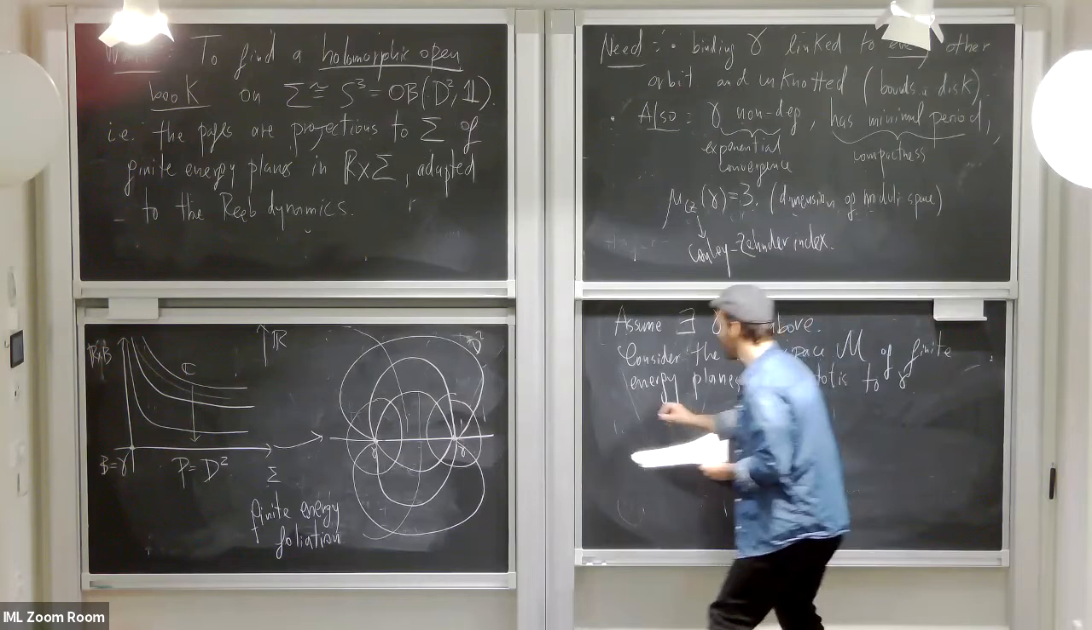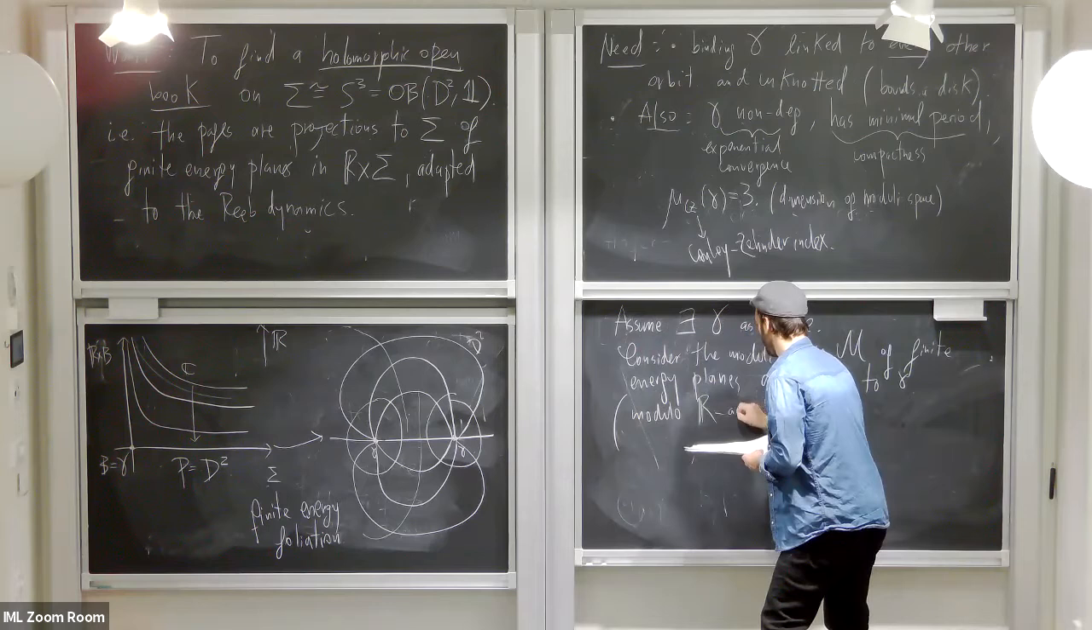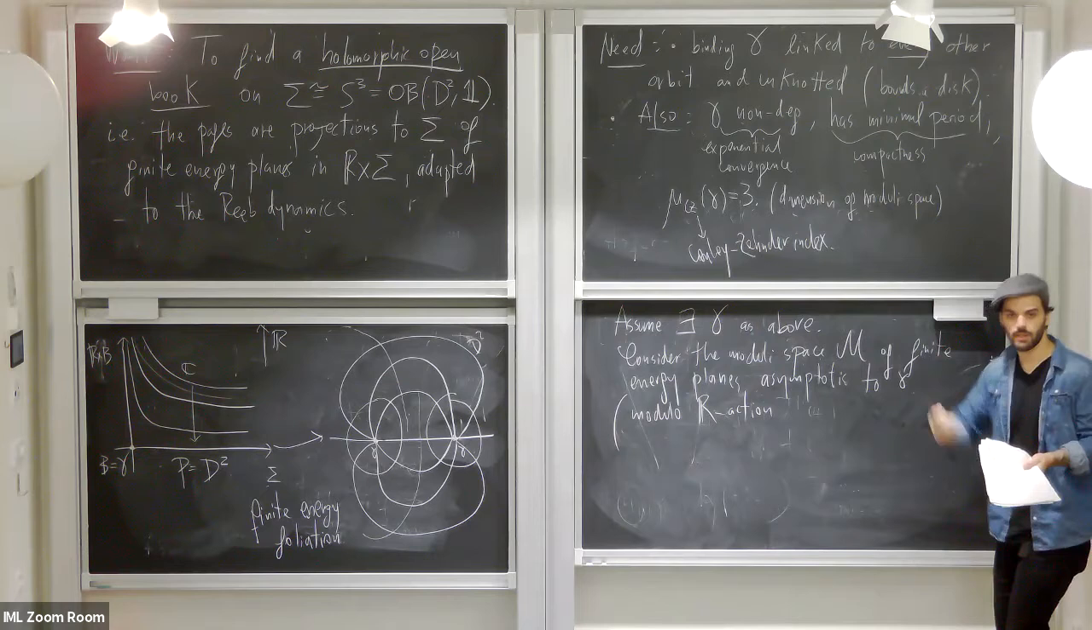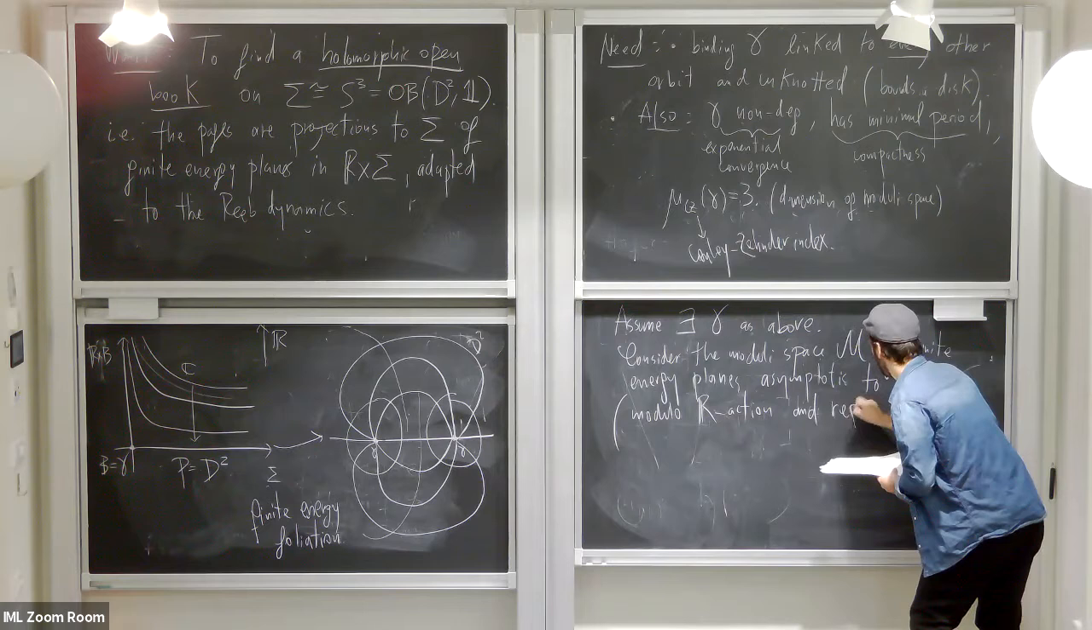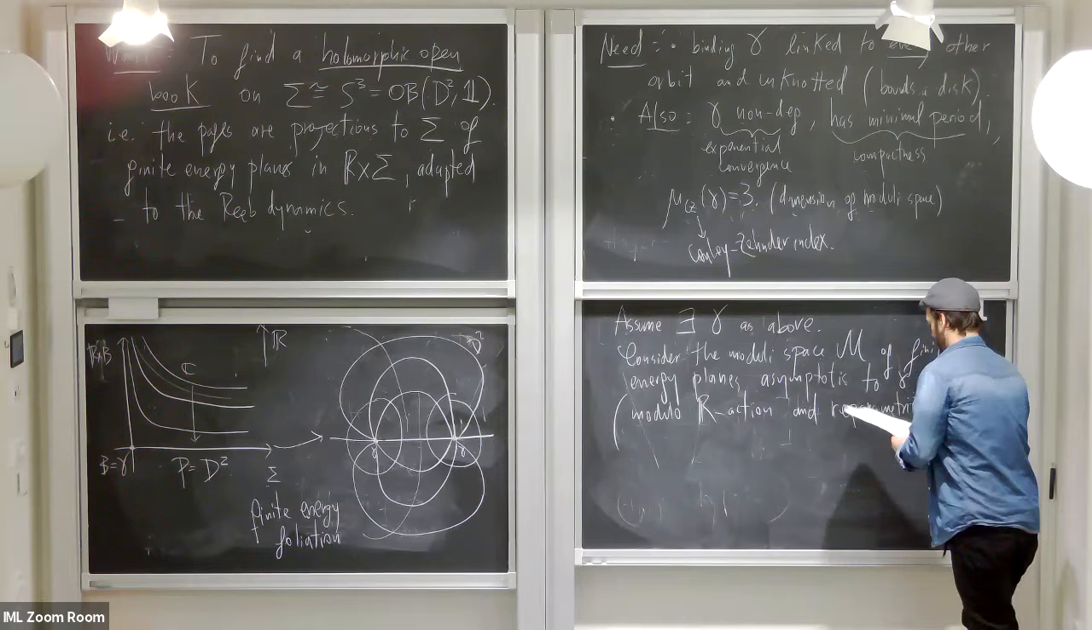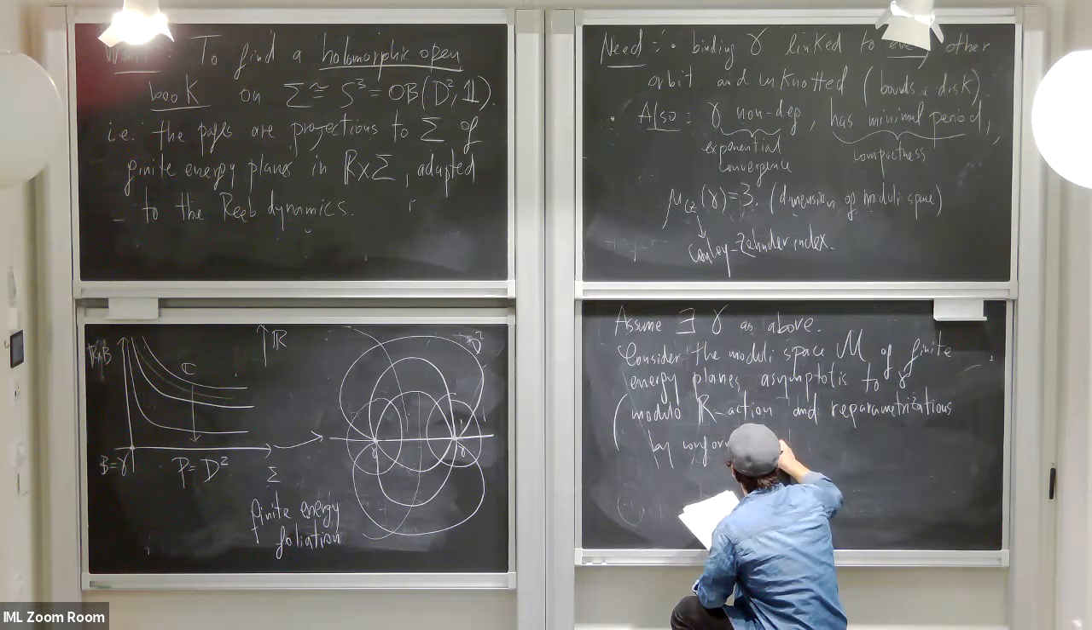So modulo R action, I quotient already by the R action here, because J is R invariant. If you give me a plane, I can translate and have another plane. I just want to not consider that, so I divide by that action, and I also divide by the action of reparametrizations by conformal maps in the domain C.